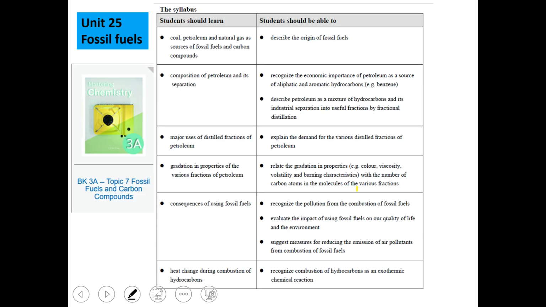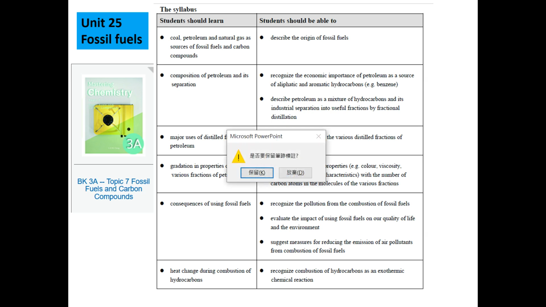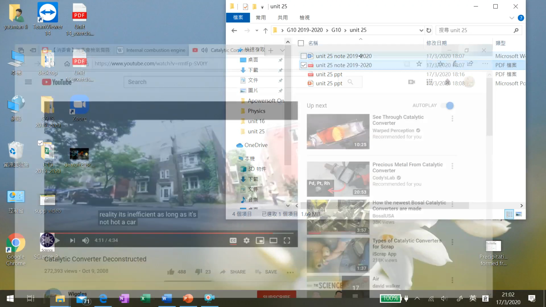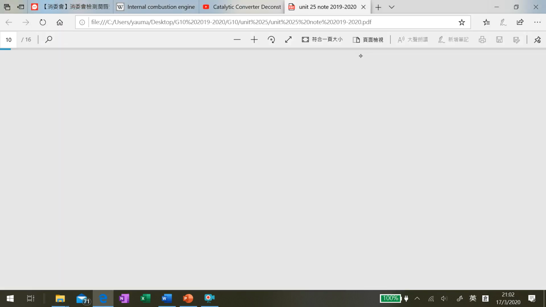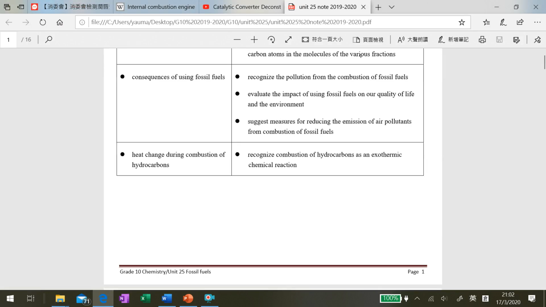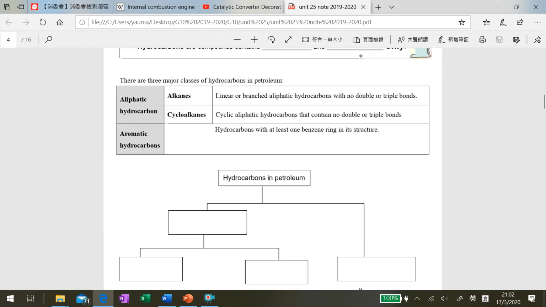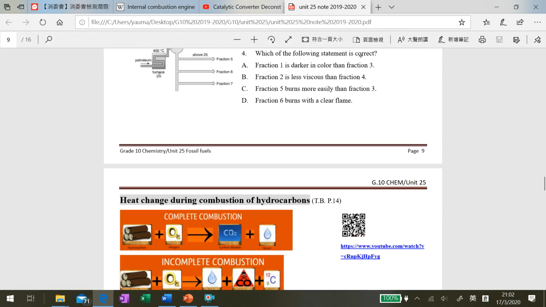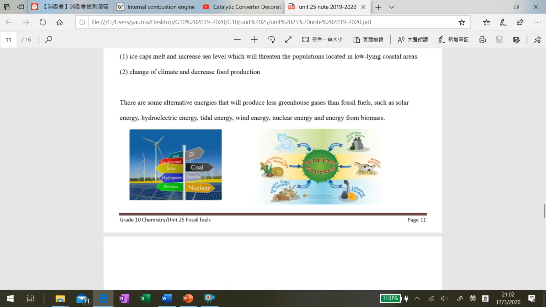So now, let's have a look at the checkpoint on the last page. Probably I forgot to mark it down in my PowerPoint. So just wait. Okay, so we work together. I give you some time to read the question yourself. You can stop the video and think about the answer yourself.